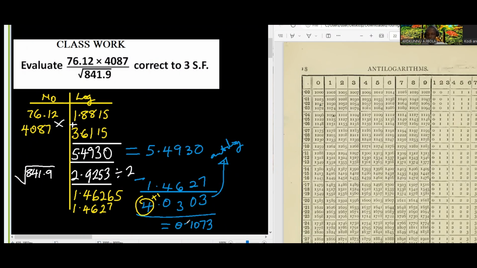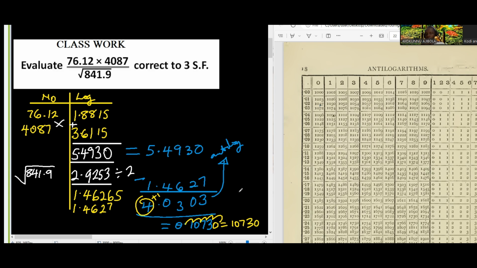So that is 5 steps to the right. Can you hear me? Yes, sir. Okay. So that would be 5 steps to the right. One, two, three, four, 5. Now, 5 to the right means I'm adding a 0 here. So my answer will be 10730.